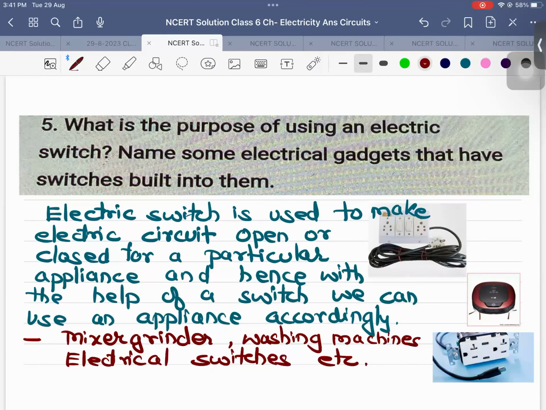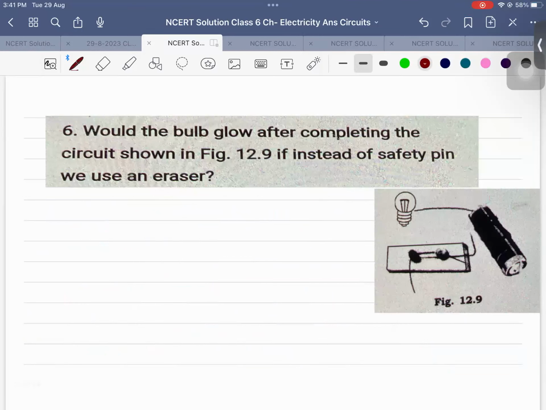Question number 6. Please see the figure. Would the bulb glow after completing the circuit shown in figure 12.9 if instead of the safety pin we use an eraser? So if in place of the safety pin we are using an eraser, it would not glow, because an eraser is an insulator, whereas a safety pin is a conductor.